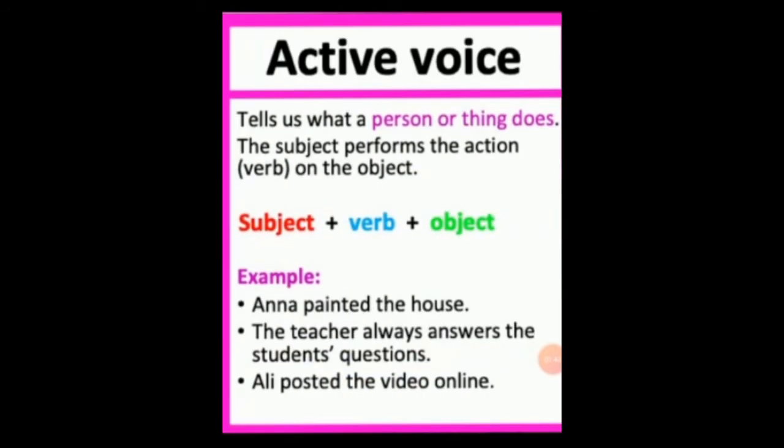Now let's look into the definition of active voice. Active voice tells us what a person or thing does. That is, the subject performs the action on the object. So the structure becomes subject plus verb plus object. Example, Anna painted the house. The teacher always answers the students' questions. Ali posted the video online.